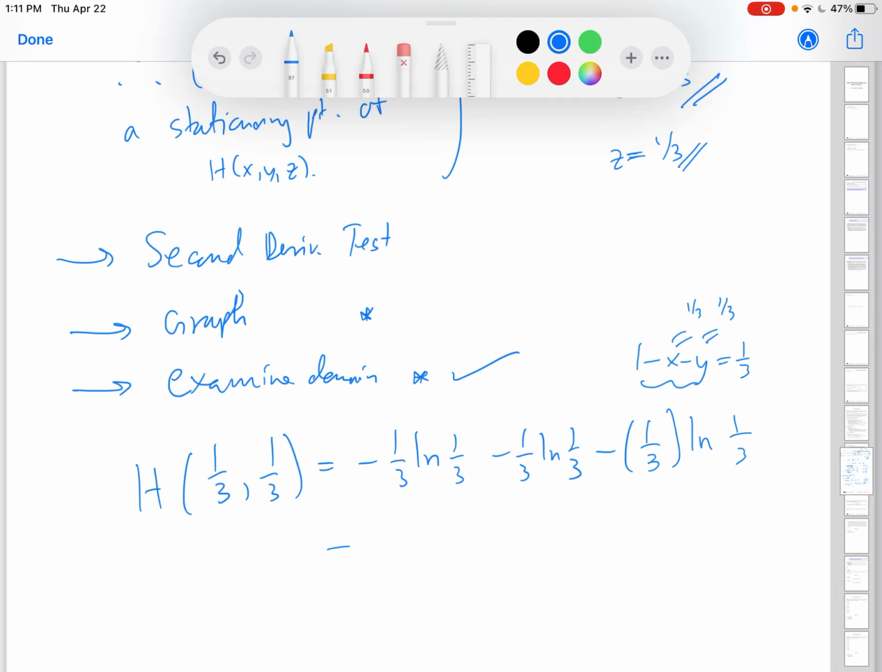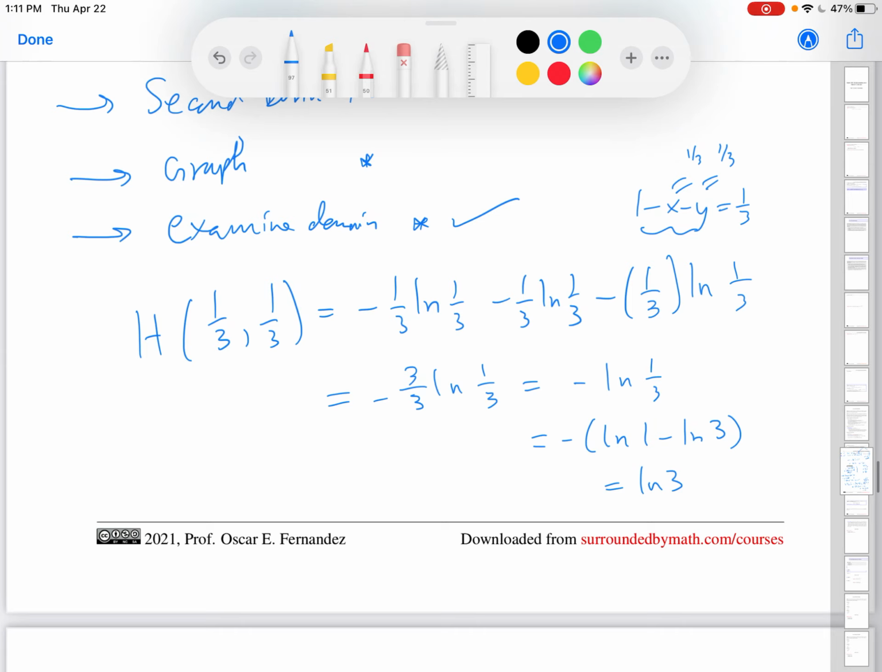All right, so you see here that I have a sum of 3 over 3 ln of 1/3. So I just have negative ln of 1/3. And this is ln of 1 minus ln of 3, which is just negative ln of 3. Remember that ln of 1 is 0. Okay, so I finally get the ln of a third that I've been looking for. And that is, again, the h value at x equals this, y equals this, and z equals this. So we now know the value at the only critical point in the domain.